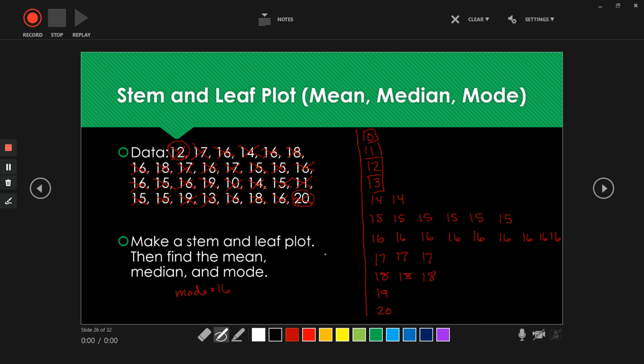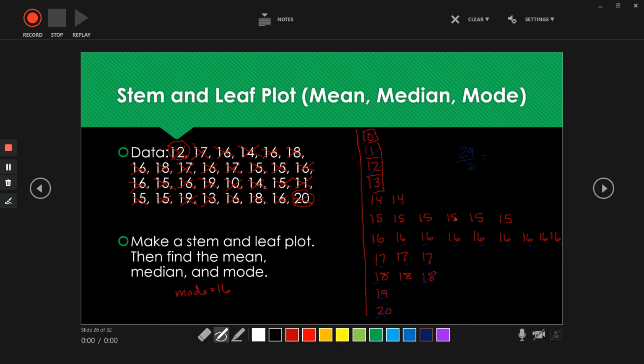And then the median, you have to find the middle number. So if we go here and count off, right? So the other way you can do it is count up. We have 1, 2, 3, 4, 5, 6, 7, 8, 9, 10, 11, 12, 13, 14, 15, 16, 17, 18, 19, 20, 21, 22, 23, 24, 25, 26, 27, 28, 29. We have 29 data pieces.